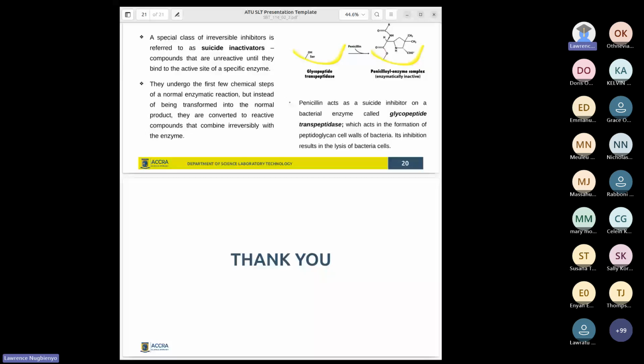Somebody says, "Sir, please, can it be called a zymogen?" Well, zymogens are the same as non-active proteins, sort of like how we have pepsinogen that is activated into its active form, which is pepsin. Those are zymogens. So this is not a zymogen.